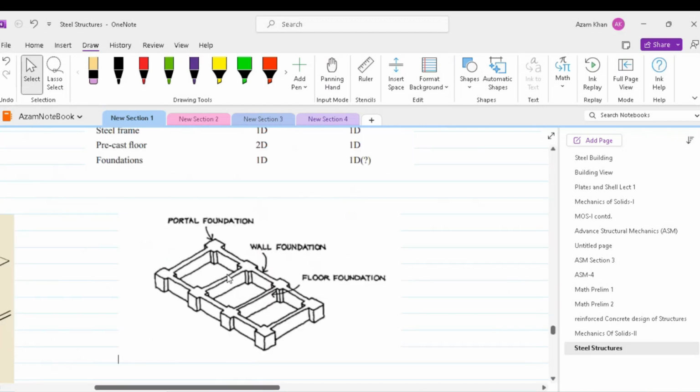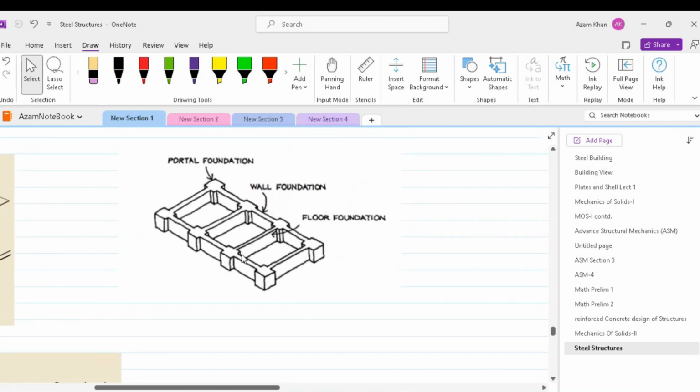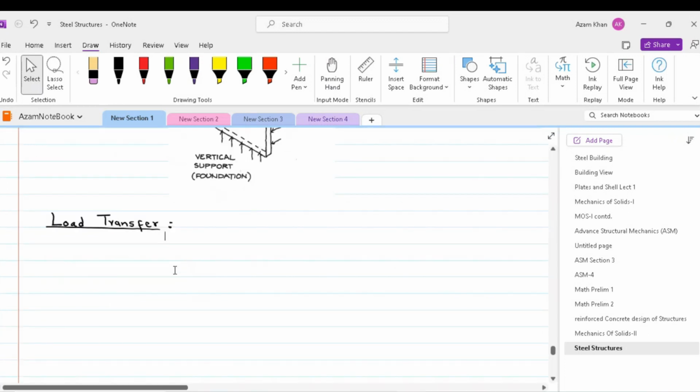Finally, we have the foundations, which are one-dimensional elements, but their structural action can be either in one dimension or in two dimensions, depending on whether they are transferring gravity loads or both gravity and lateral loads. We shall now discuss how the gravity and the lateral loads are transferred to the foundation.